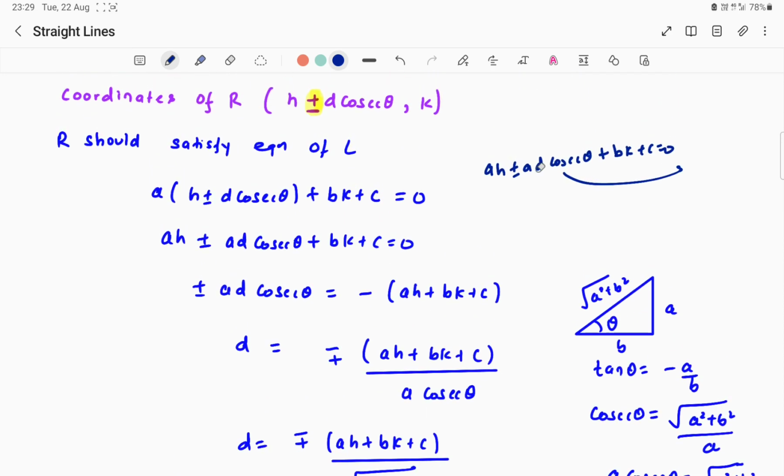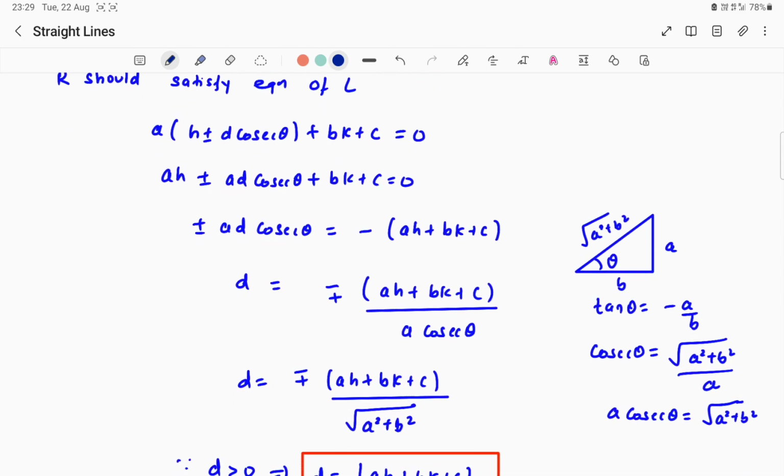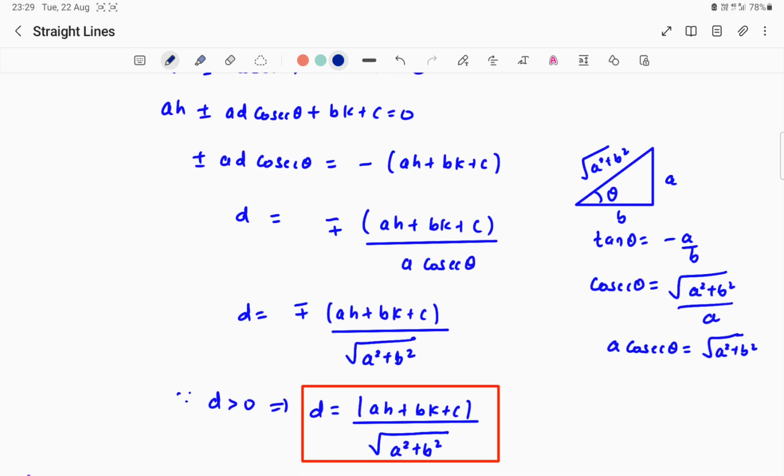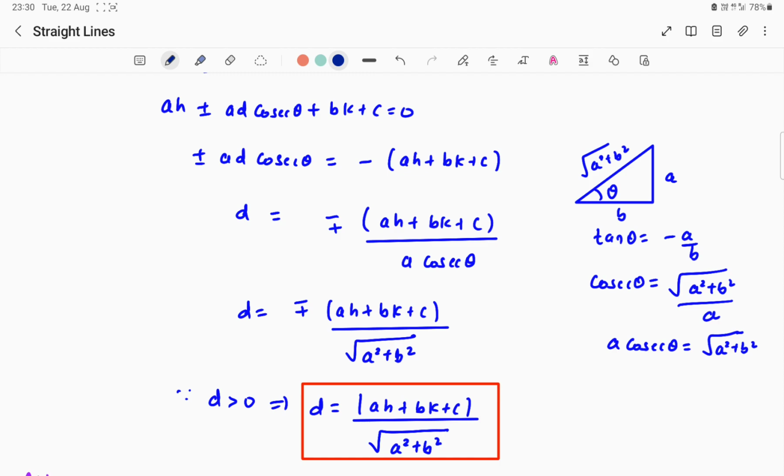But in the question, nobody will give you cosec theta, isn't it? The only thing that you know is h comma k and a, b, c. So we have to figure out what is cosec theta. So tan theta is a by b. You can complete the triangle and you get hypotenuse as root under a square plus b square. So if tan theta is minus a by b, cosec theta will be hypotenuse by opposite, which is root under a square plus b square by a. So a cosec theta is root under a square plus b square.